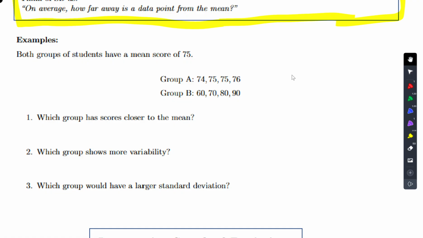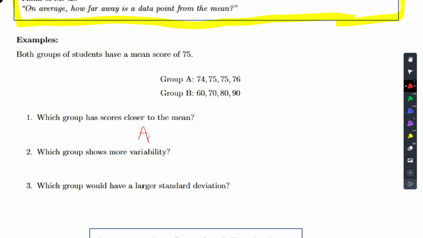Okay. So, which group of scores are closer to the mean? If you look at these numbers versus those numbers, what's closer to the mean? Group A or B? B. C. B. Okay. So which numbers are closer to the number 75? These ones or that one? Okay, good. No, 75.